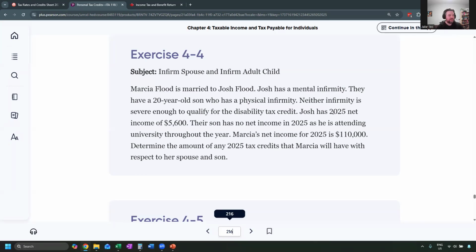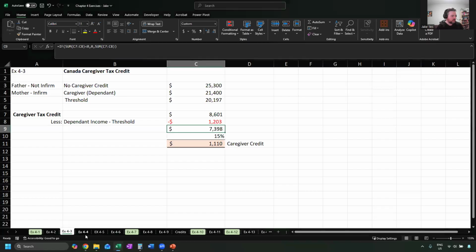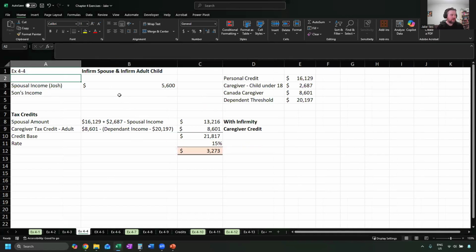Josh has 2025 net income of 5,600, and the son has no net income in 2025 as he's attending university. Marcia's net income for 2025 is $110,000. Determine the amount of any 2025 tax credits that Marcia will have with respect to the spouse and son. So we have two people involved here. We have a spouse, we have a son.